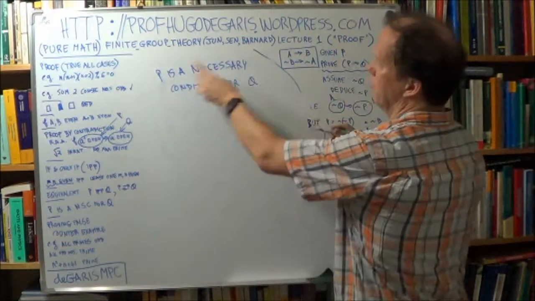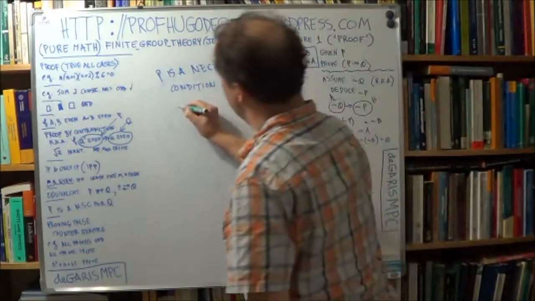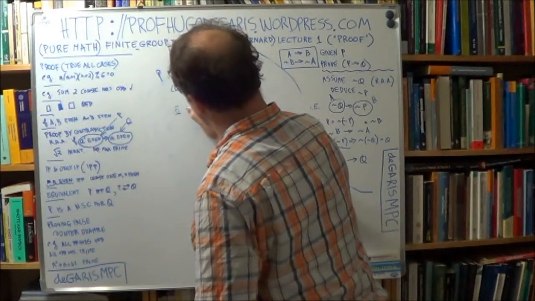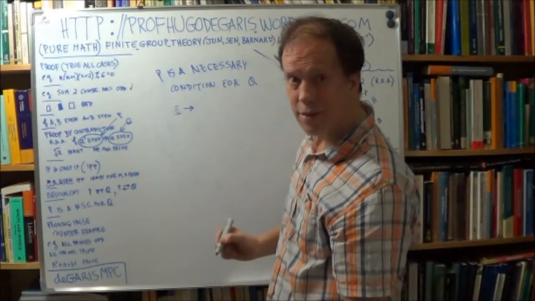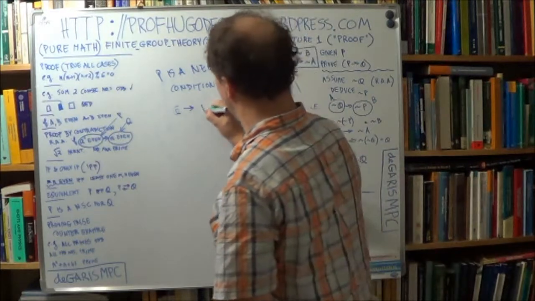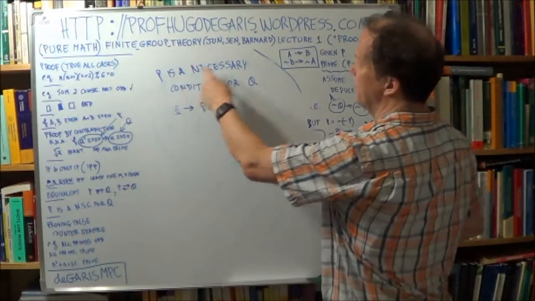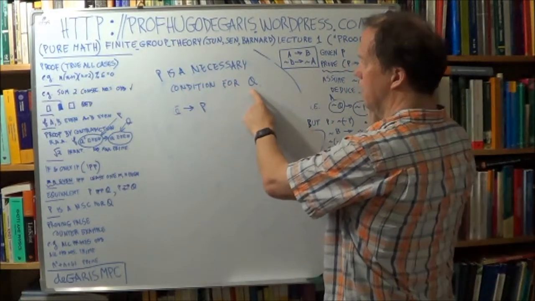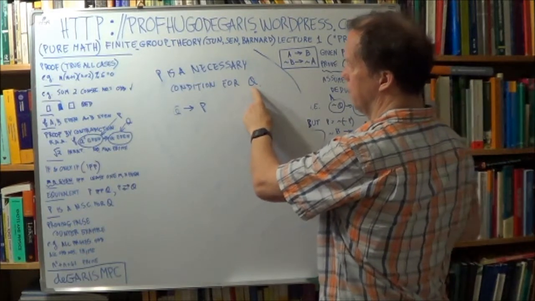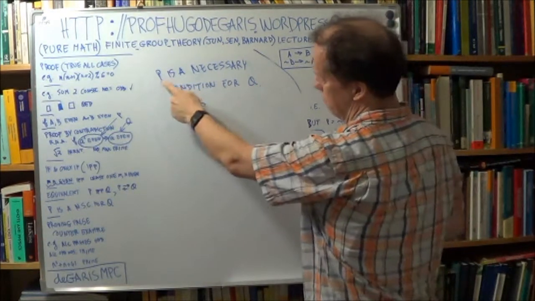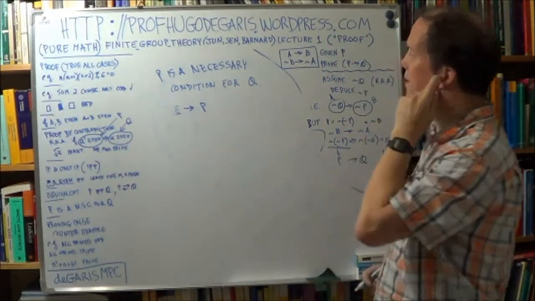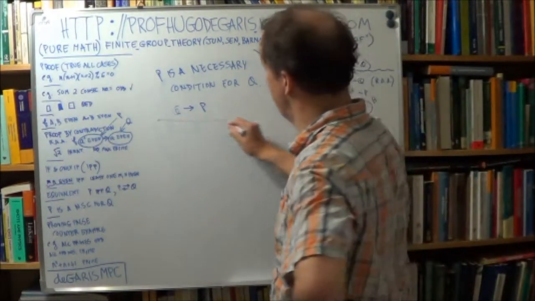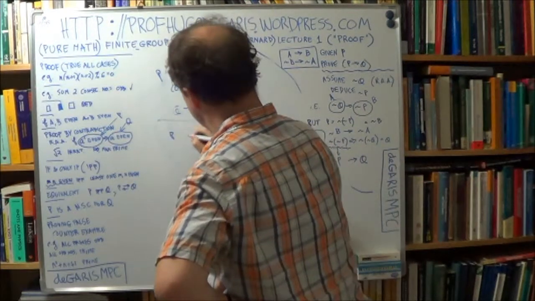So what can you deduce from that? Well, if Q is true, if you got into university, you must have passed the entrance exam, right? So if P is a necessary condition for Q, then if Q is true, then P is necessary. Okay, so that one. Now, here's the other one.